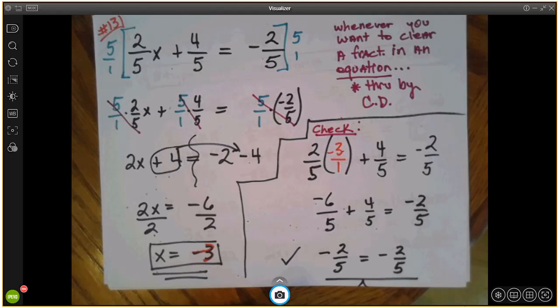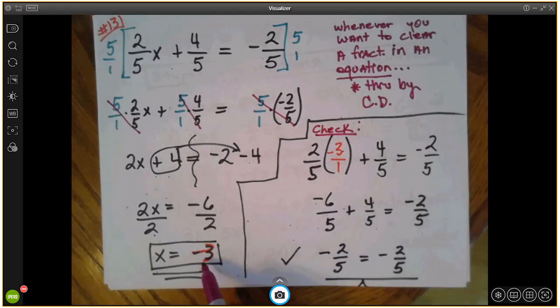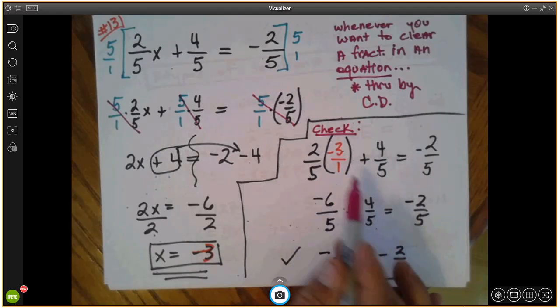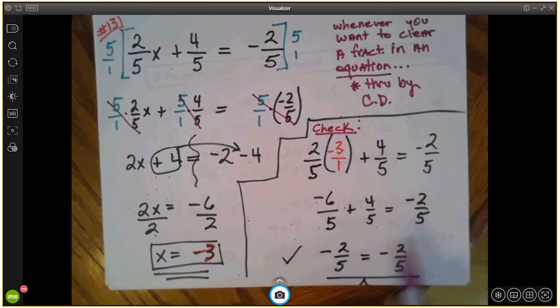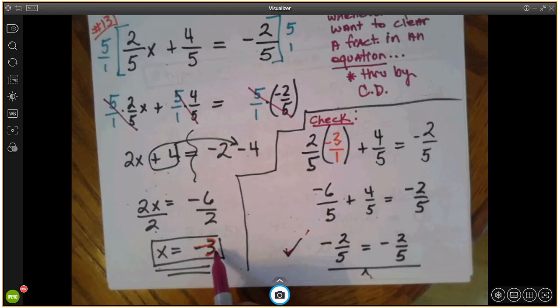And again, since this is a fraction, I'm going to change that negative 3 into a fraction. That's negative 3 over 1, and I plug it in right there. I do the math, and you get both of them equal to negative 2/5. So since the equation balances, that means that the negative 3 is the correct answer.